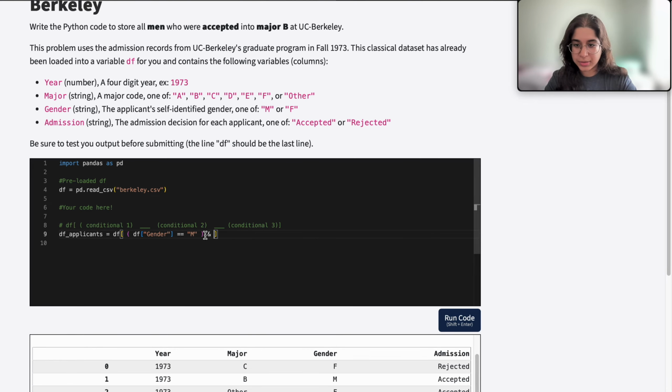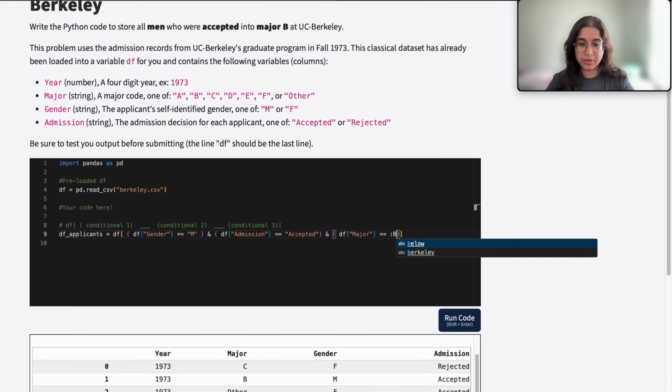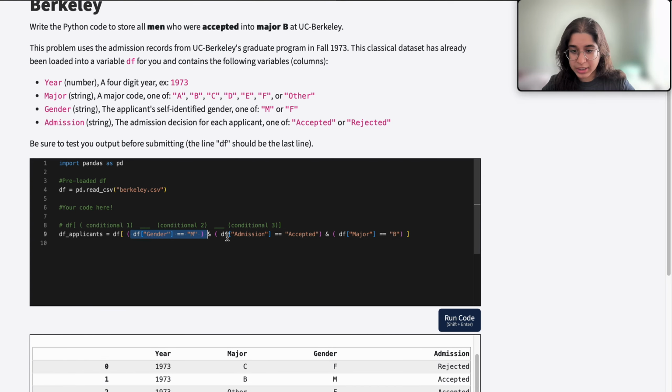So here we have DF gender equals male, and then our condition 2 is that they were accepted. So again, the column we're looking at is DF brackets admission, and the decision should be accepted. So that's our condition 2. And then we have and our condition 3, which is that they should belong in major B, right? So the column we're looking at is basically the major, and it should be equal to B. So here we can see that I basically have 3 conditions here, right? And they're all separated by an and sign, which means that all 3 must be true for this row to be selected into our new data frame, right?